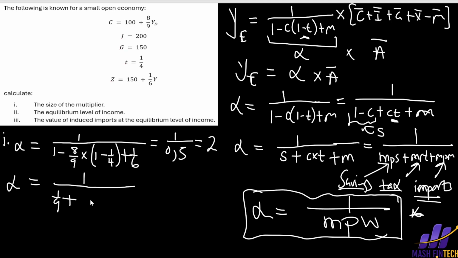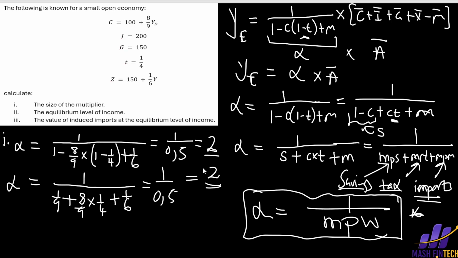Then you add 8 over 9, the marginal propensity to consume, multiplied by the tax rate, 1 over 4. And then you add 1 over 6, which is the marginal propensity to import. Let me just add this and see if it gives me the same. 8 divided by 9 times 0.25 plus 1 divided by 6 plus 1 divided by 9. Awesome, it gives me the same thing. So the multiplier is 2.